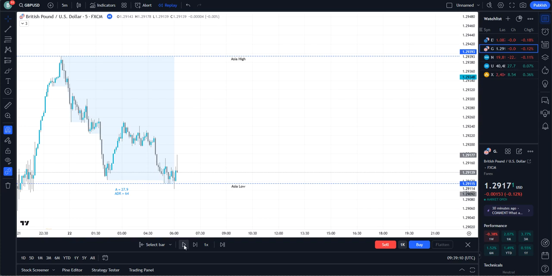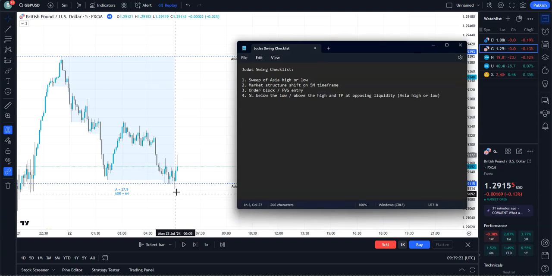And there we are, almost straight away today. So this was a nice and early sweep, bang on 7 AM. Now you have a sweep of the Asia low or high. In this scenario, it's the low. We move on to step number 2.